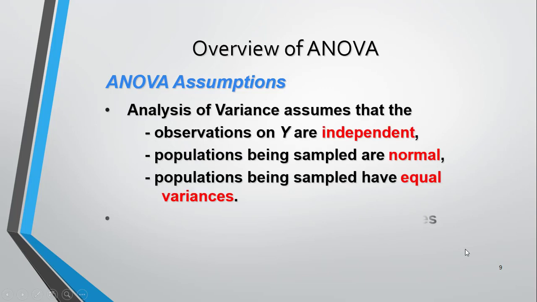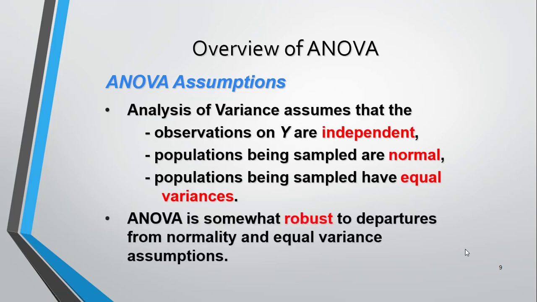There are assumptions of ANOVA. ANOVA assumes that the observations on Y are independent of each other, and also that the populations being sampled are normal, and that the populations being sampled have equal variances. These are the assumptions, but ANOVA is somewhat robust to departures from normality and equal variance assumptions.